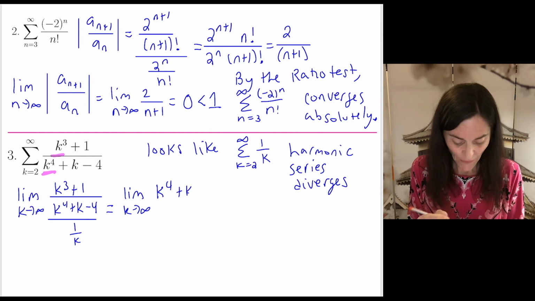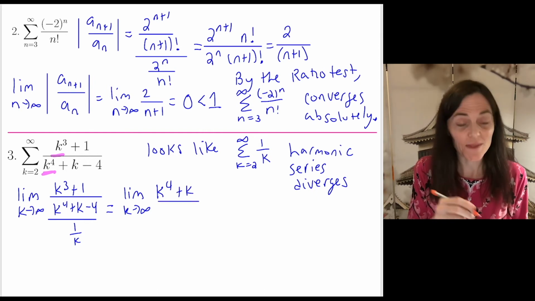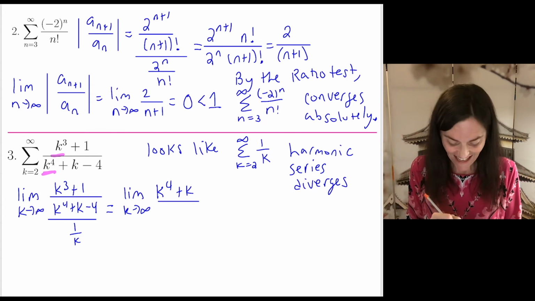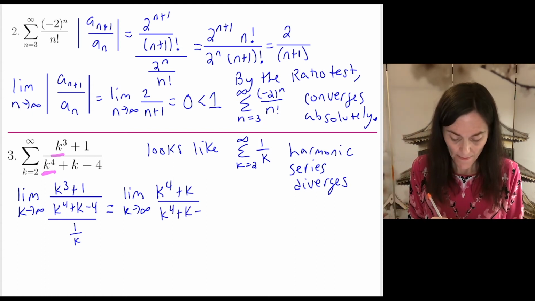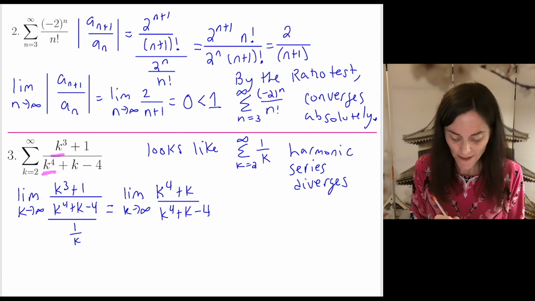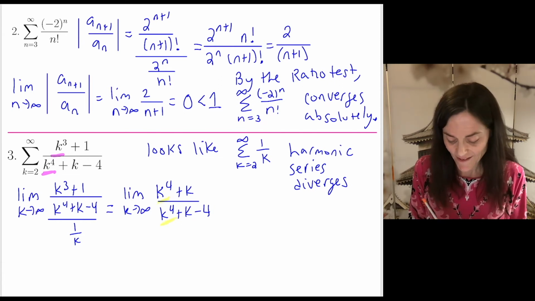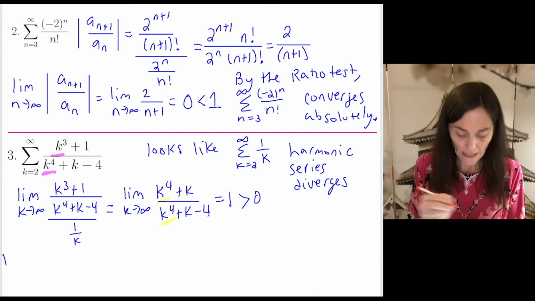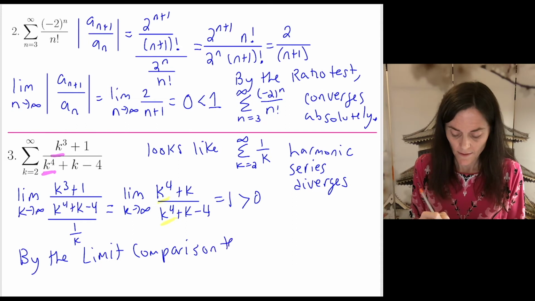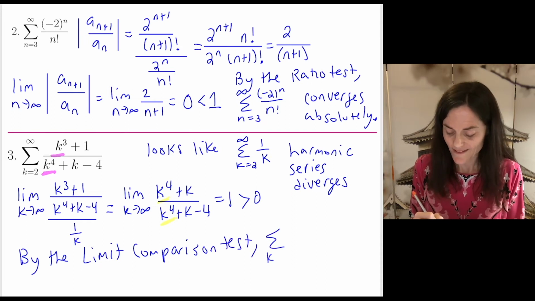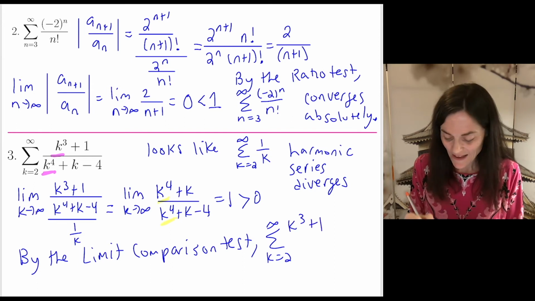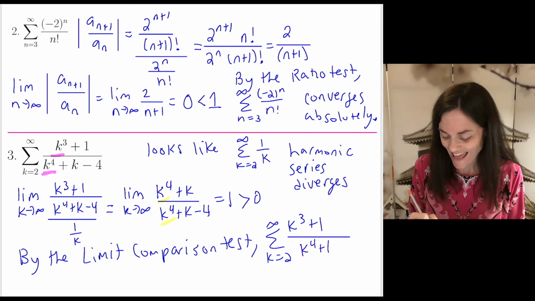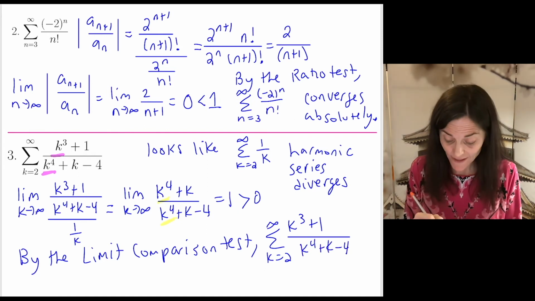Okay, so when I invert and multiply, my numerator becomes k cubed, or k to the 4th plus k. Okay, now what's this limit? Well, we can see the limit is 1, which is positive. And so, by limit comparison, we get this series, k cubed plus 1 divided by k to the 4th plus k minus 4, well, diverges.